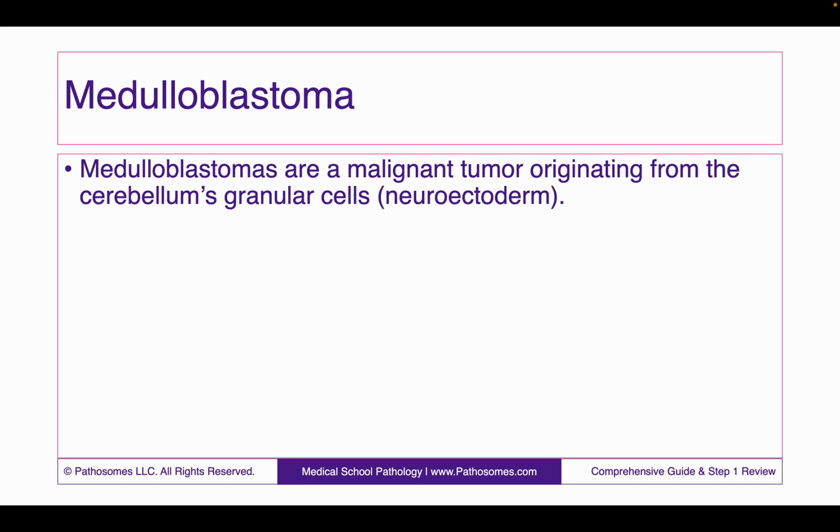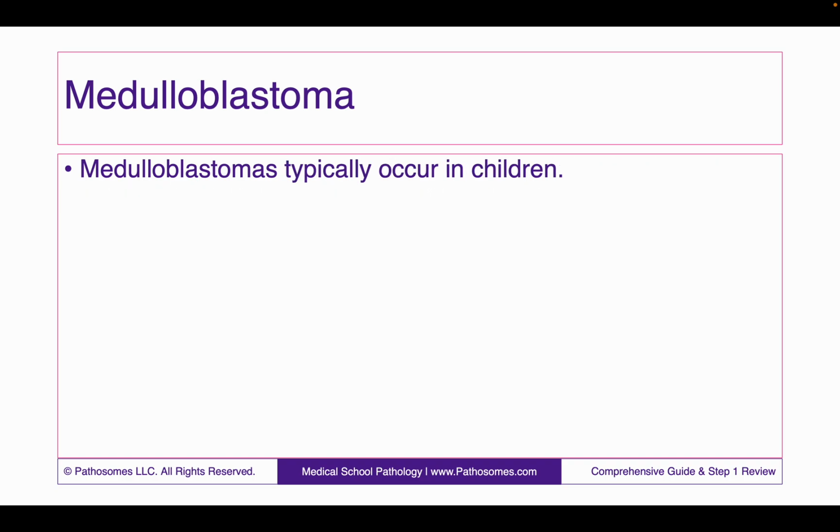Now let's discuss another commonly tested condition known as a medulloblastoma. Okay? A medulloblastoma is a malignant tumor originating from the cerebellum's granular cells. So it comes from the neuroectoderm. Medulloblastomas typically occur in children, and they have a propensity to grow very rapidly.